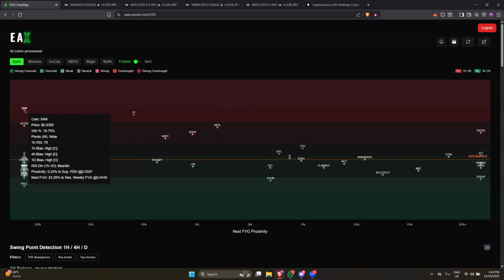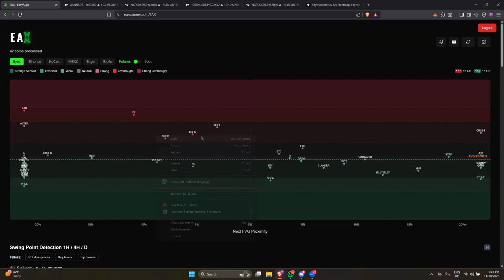Generally, price always works towards fair value gaps, being in the middle here. If it moves outside of it, it's either moving to another fair value gap or at some point it needs to come back and balance the book. So that's how this works. That's why you'll see top and bottom.